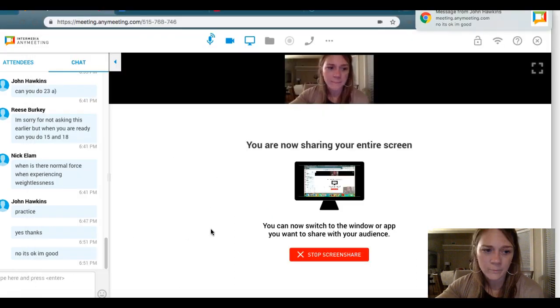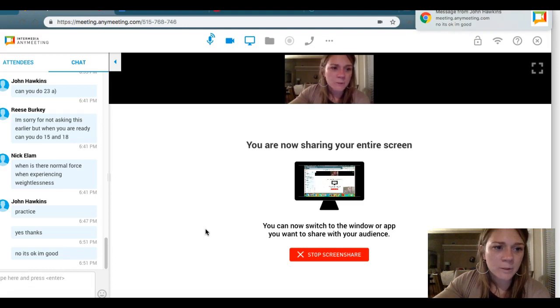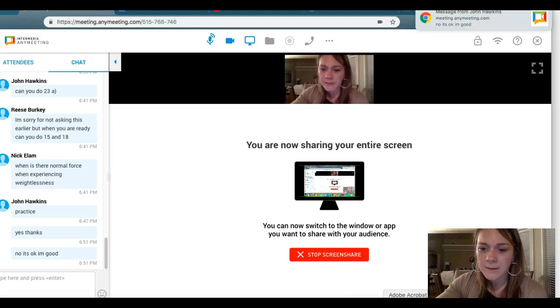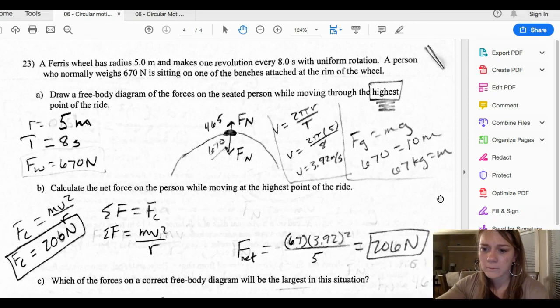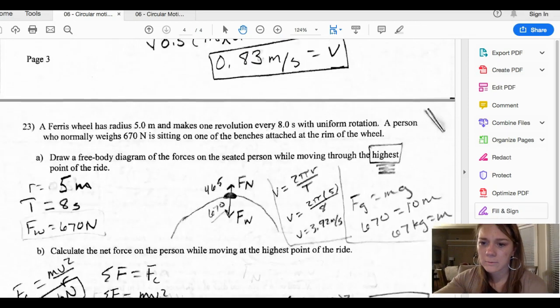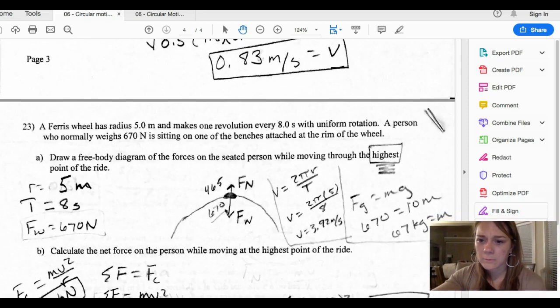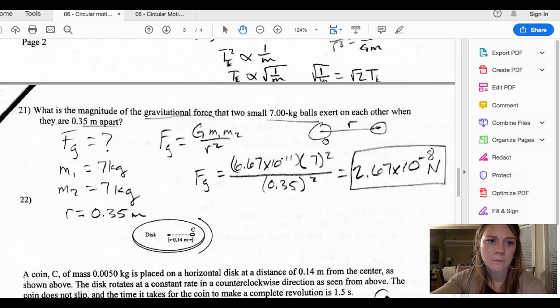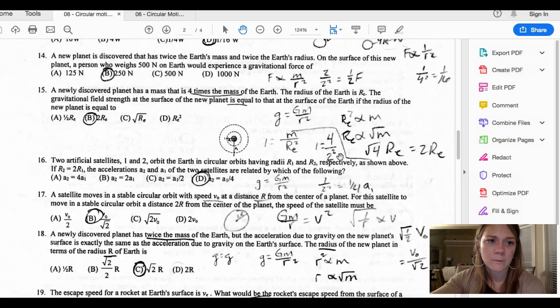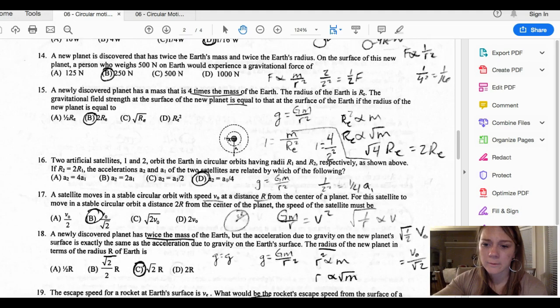Awesome. Okay. Let's see. Reese wants to look at number 15 and number 18. So let's go back to the test. 15 and 18. Go back down here. There we go.